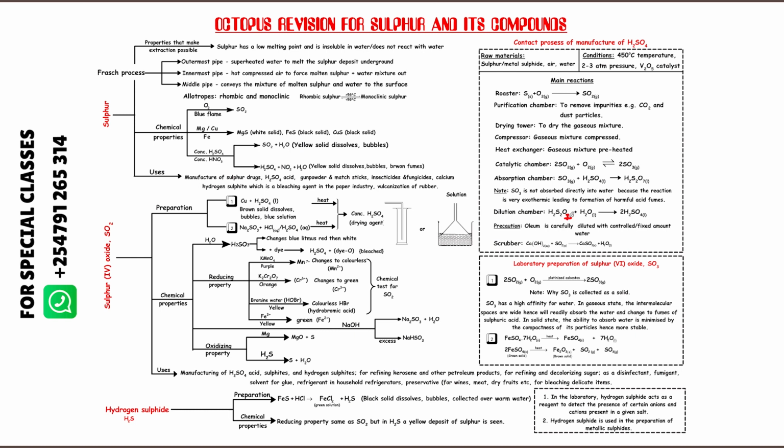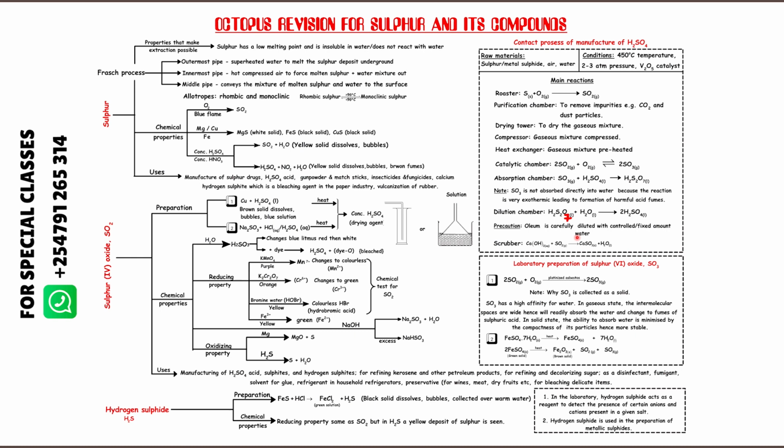We have letter 7 there. Oleum is H2S2O7. Then it is carefully diluted with water to get concentrated sulfuric acid. Then we have said the precaution there. It is carefully diluted with water, because if you add a lot of water, you'll end up getting very dilute sulfuric acid. Then we have the reaction, the scrubber.